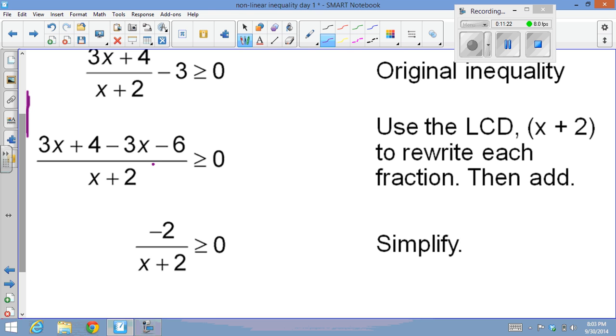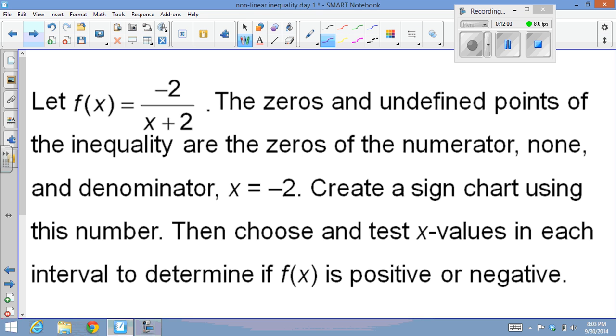Then I'm going to create my points where I could have a critical point, or a point where it's going to be a 0 on my graph. I could find that by finding where the numerator equals 0 and where the denominator equals 0, my undefined points. The numerator is never going to equal 0, so I don't have to worry about that one for this particular problem. The only time I'm going to have a number equal to 0 is in the denominator, and that's at negative 2. So I'm going to create a sign chart with negative 2 being the number I'm concerned with.